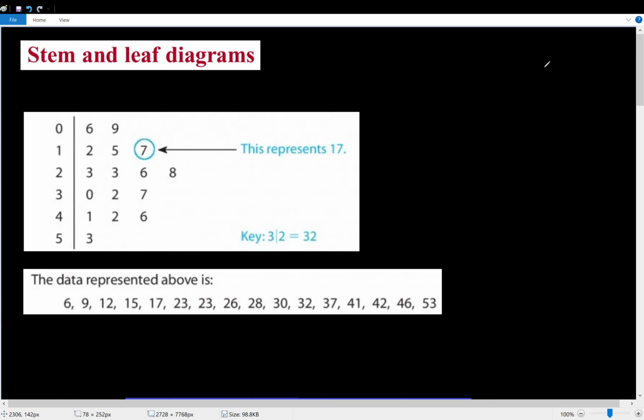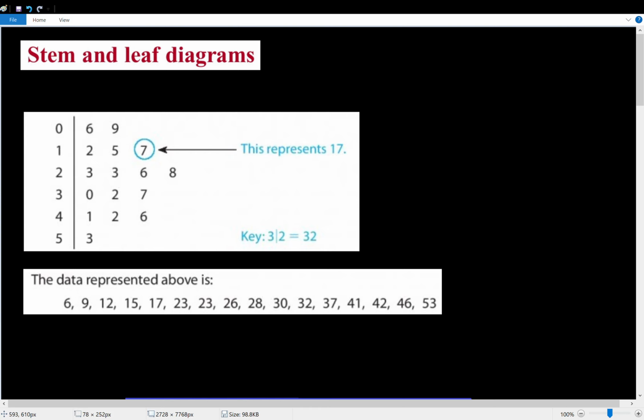In this video we're going to talk about stem and leaf diagrams, also known as stem and leaf plots or stem plots. A stem and leaf diagram is a useful way of presenting data because it shows all of the original data and also gives you the overall picture or the shape of the distribution. They're quite similar to horizontal bar charts, only this time the numbers make up the bars.